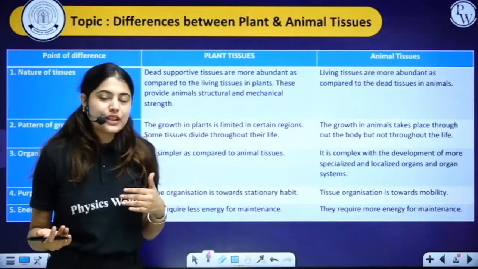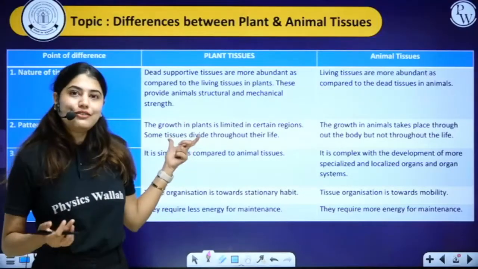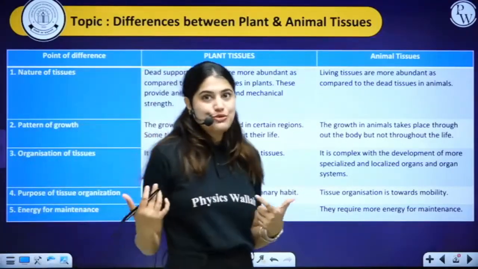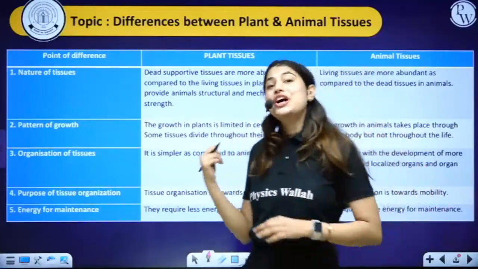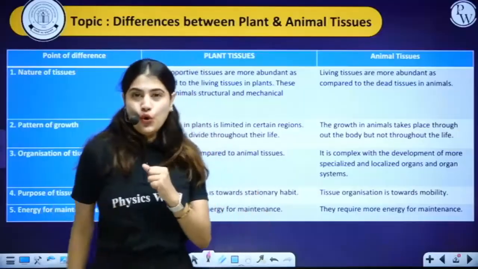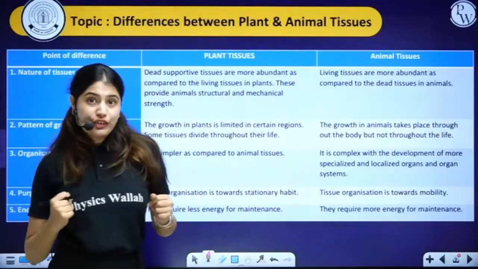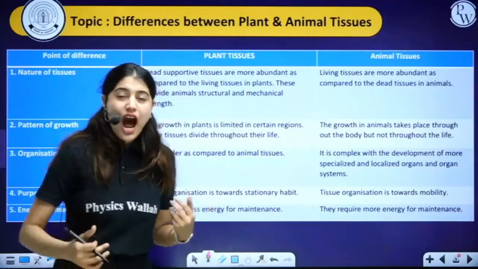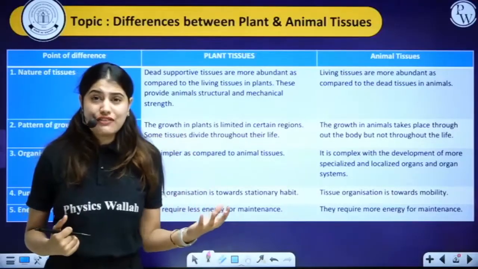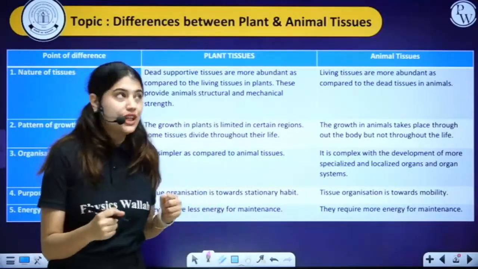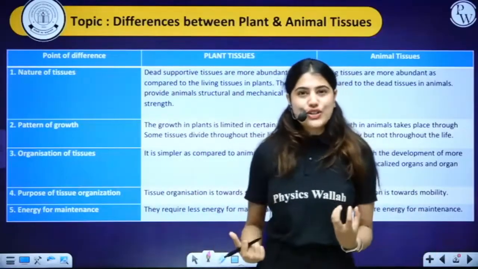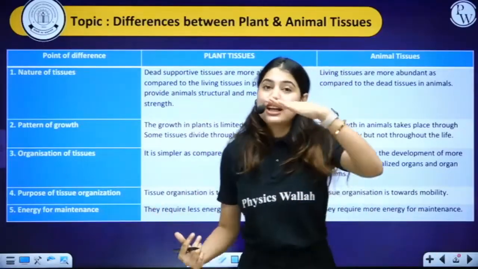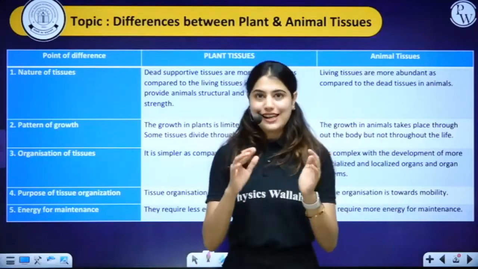Next point of difference, I can say that the plant will have those tissues which help them to be stationary, and animal tissue will have those types of tissue which help them to move. And obviously to move we require more energy. Our cells, being living in nature, require more energy, but on the other hand, plant tissues are dead and also they do not move, therefore their energy requirement is less, right?